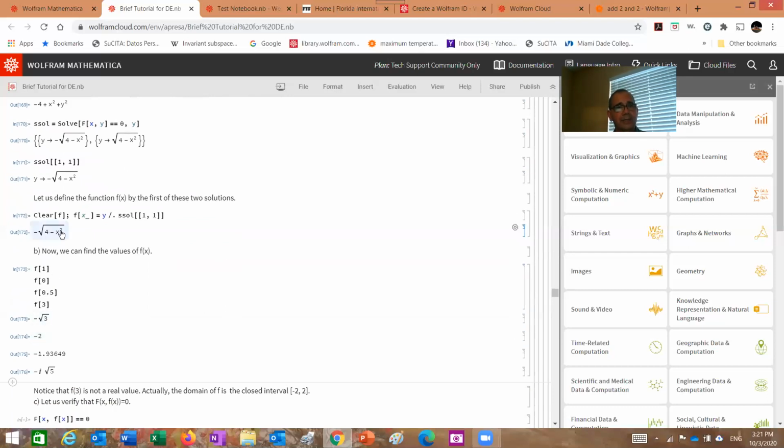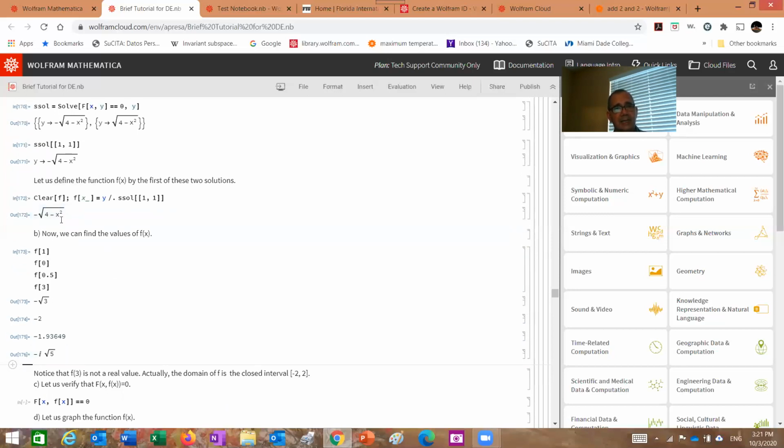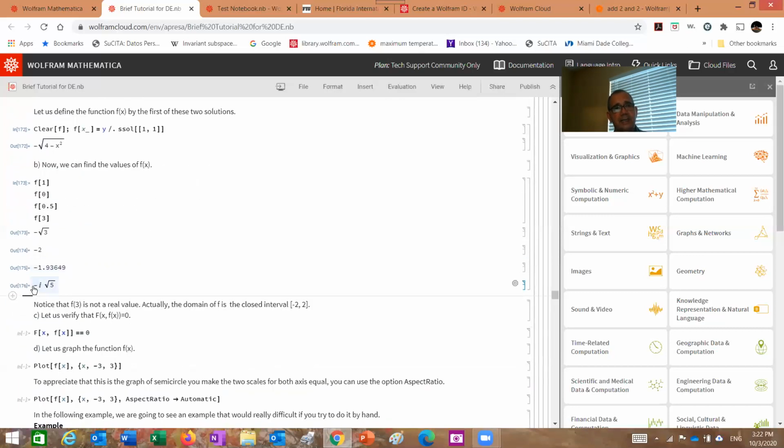Is that right? When you replace the x here by 1, 1 squared is 1, 4 minus 1 is 3, you get minus the square root of 3. When you replace the x by 0, 4 minus 0 squared is 4, the square root of 4 is 2, and then you get minus 2. When you replace the x by 0.5 in that expression, you get minus 1.93649. And when you replace the x by 3, notice that you get 4 minus 3 squared, which is 4 minus 9, which is minus 5. And then you get a complex number. Notice that in this case, it produces minus I times the square root of 5.